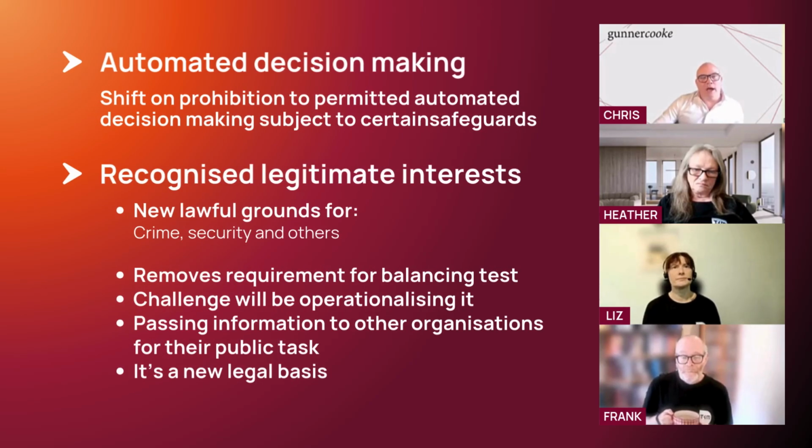So there's a shift from a prohibition on automated decision-making to permitted automated decision-making subject to certain safeguards. There's recognised legitimate interests, which has caused a lot of discussion and interest. So there's new lawful grounds for processing data for crime prevention, public security and defence, emergencies. It doesn't remove the need for establishing a legitimate interest, but it does remove the need for a balancing test. So for organisations, mostly in the public sector, that can rely on that, that's going to be very useful, but the challenge will be operationalising it.